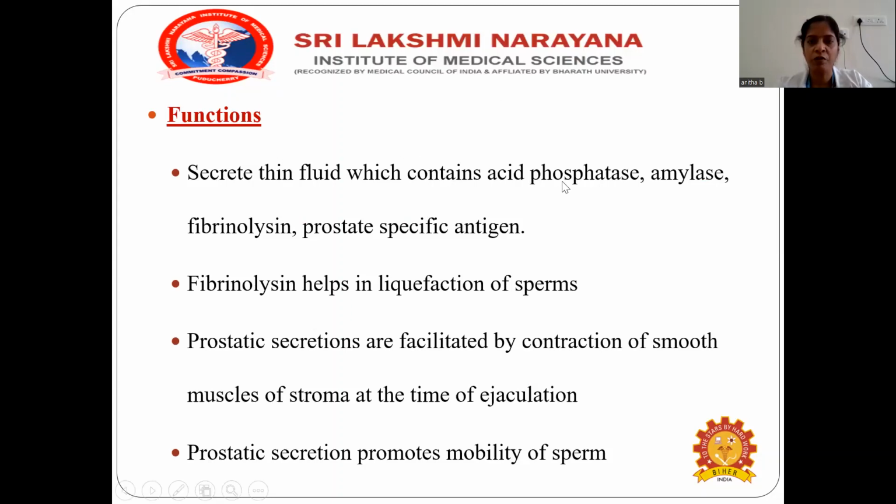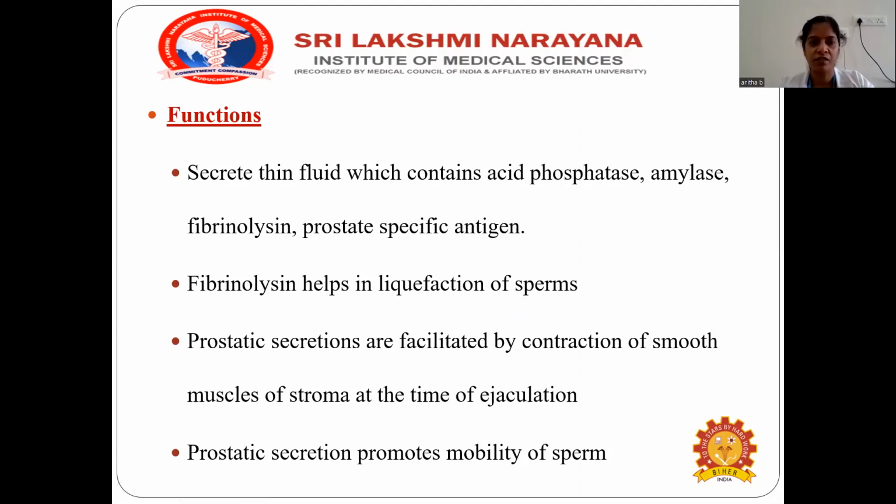That thin fluid is made up of acid phosphatase, amylase, fibrinolysin, prostate-specific antigen. Okay. This fibrinolysin, what is the function of it? It liquefies the sperms. Okay, so the sperms will be along with some mixture of fluids, no?